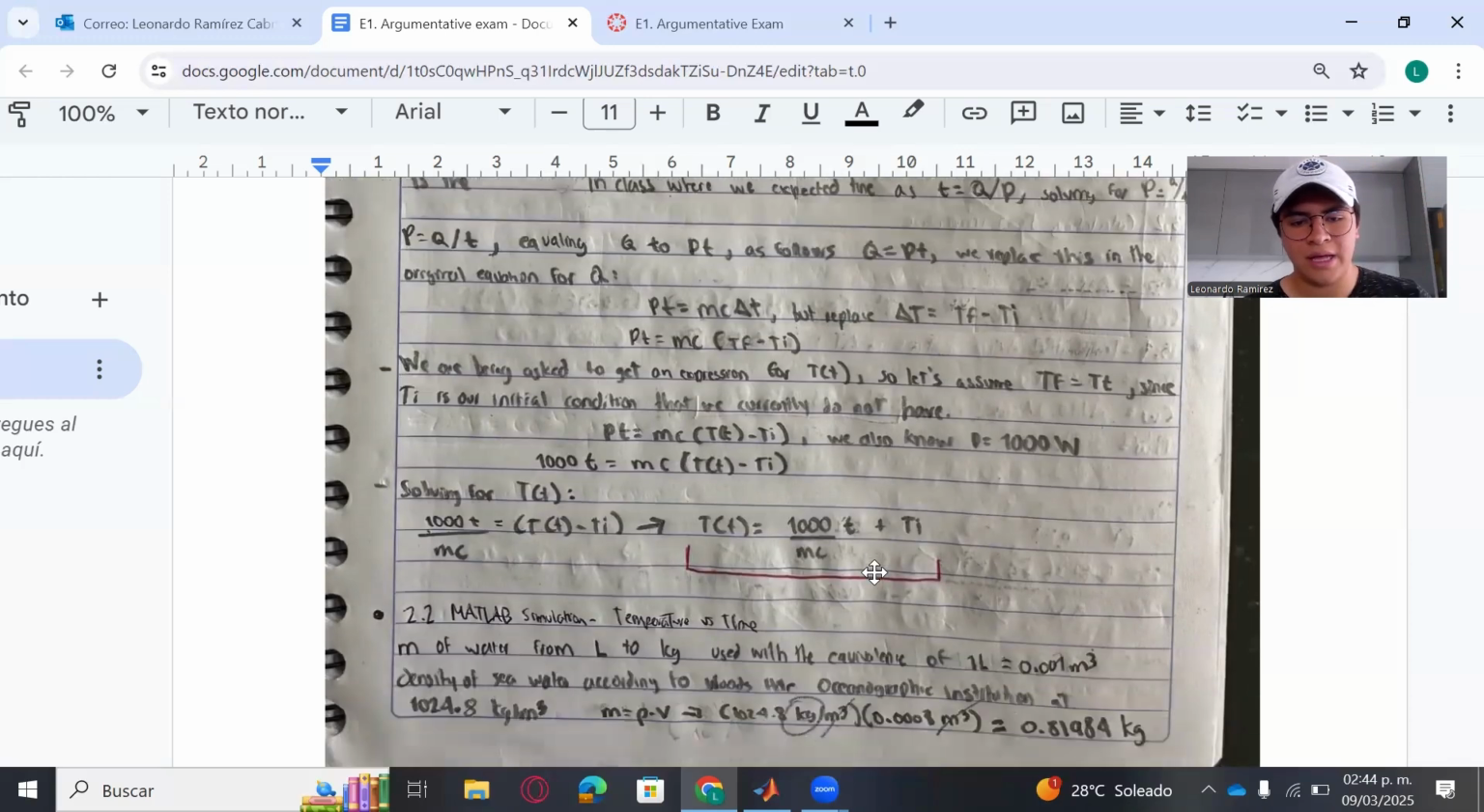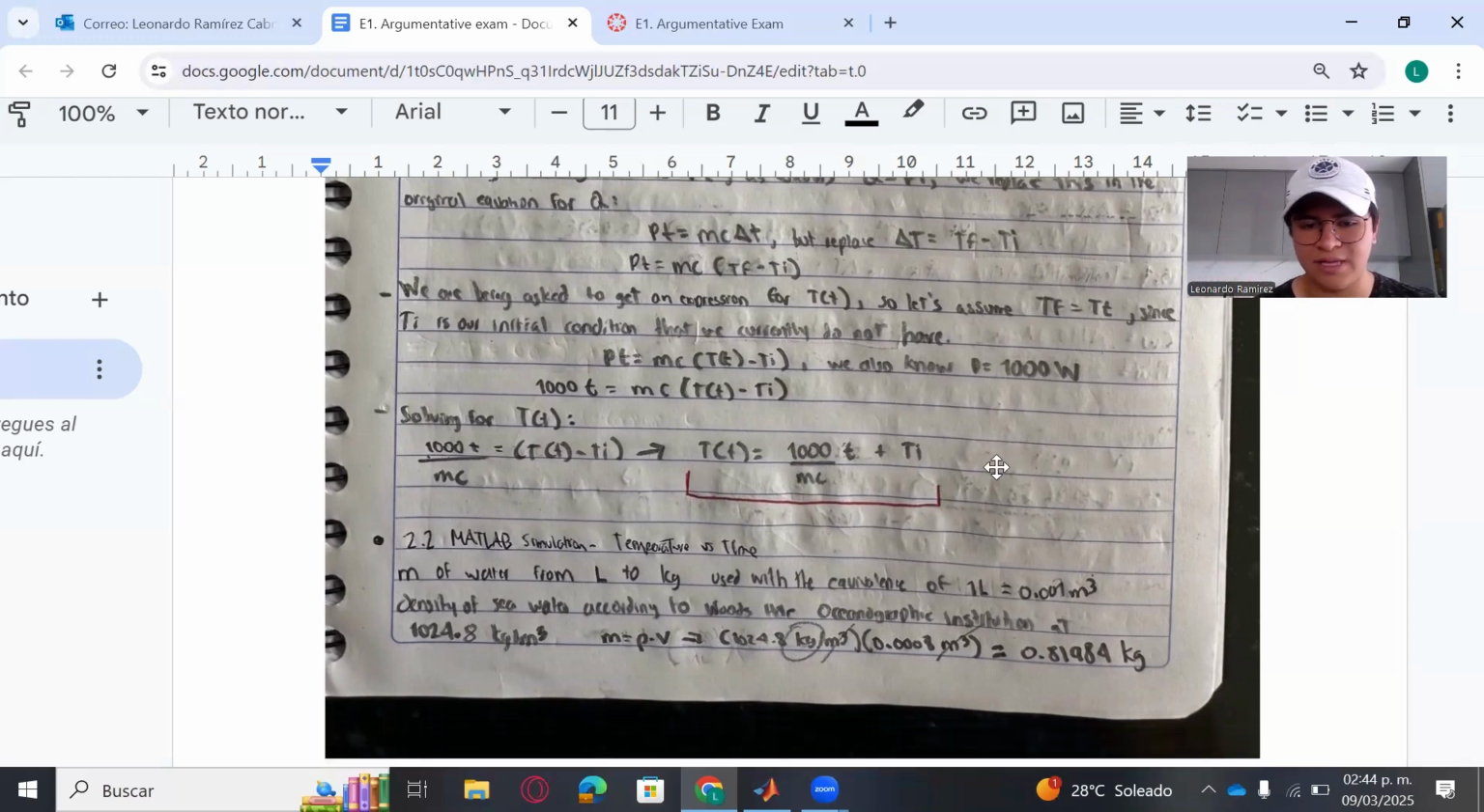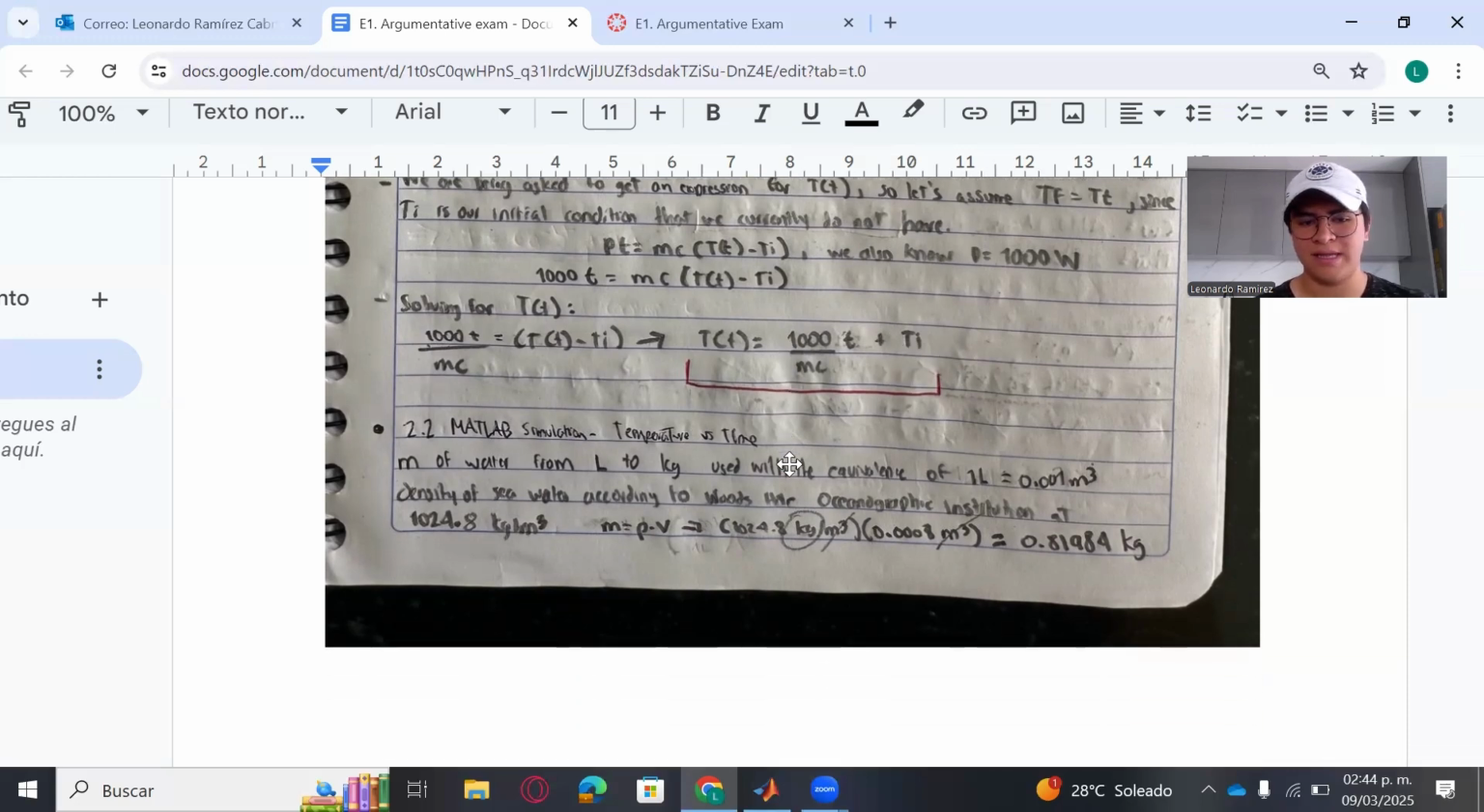So if we replace that, and then we also have that P equals 1000 watts. So at the end, we end up with this equation, just replacing the value of P and solving for T out of t, which would be the final temperature. So here we have the complete model for T of t. We are including mc, we are including time, we are including the initial temperature. And well, let us see that in MATLAB.